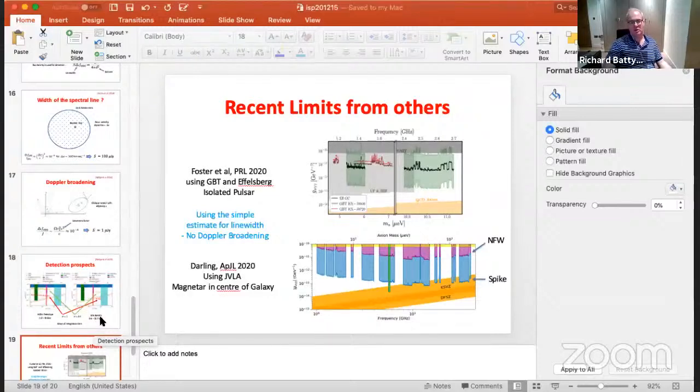But the other thing that goes into it is the local dark matter density. We know what the local dark matter density is around us, or we think we do anyway, if it's a smooth halo: 0.445 GeV per cc. But in the center of the galaxy we don't know exactly what it is, and that was what I was referring to with the NFW and the spike. These limits from Darling et al. also depend on what the center of the galaxy looks like in terms of its dark matter profile.